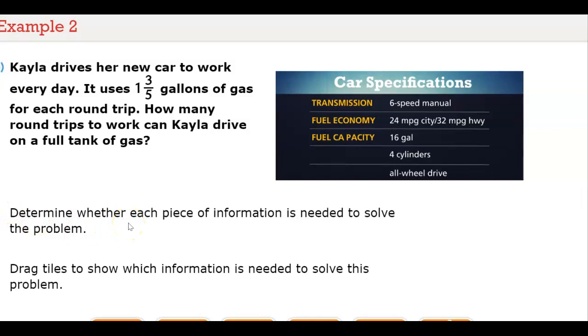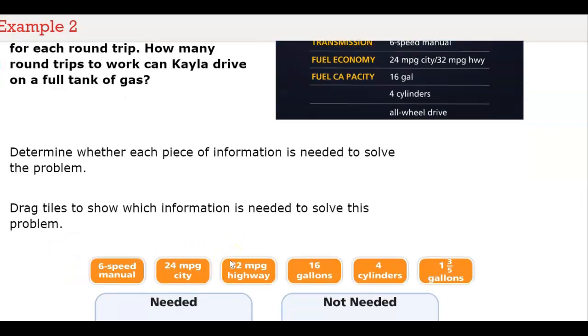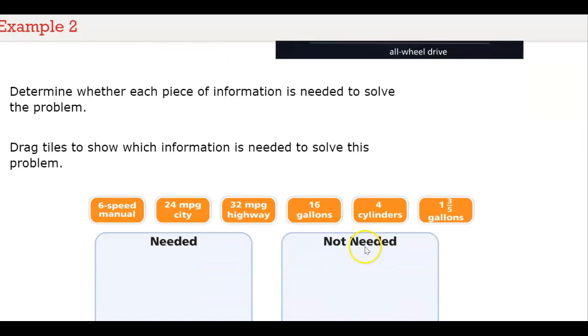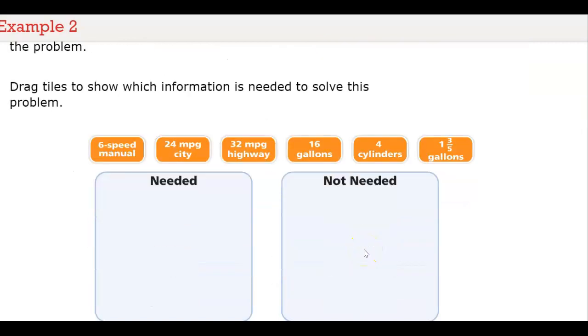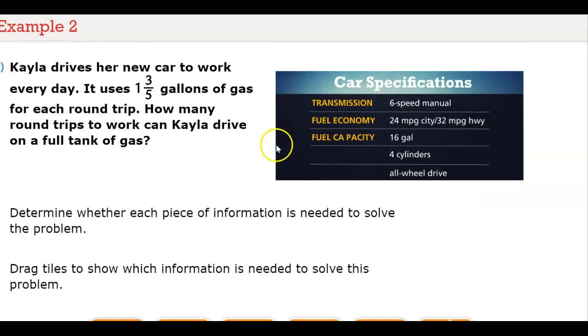Determine whether each piece of information is needed to solve the problem. Drag tiles to show information is needed to solve this problem. So we will look at these tiles and we're just going to see what we need and what we don't. So these are the tiles that we need to move around. So let's see what information we do need.